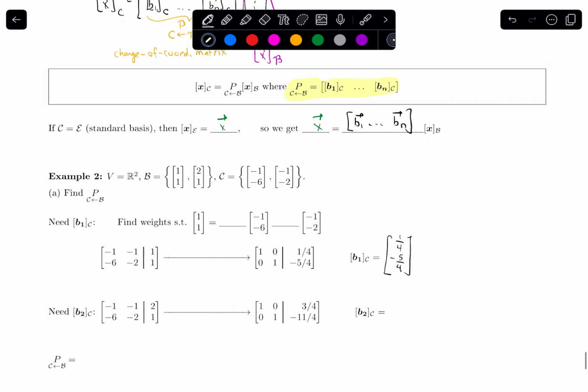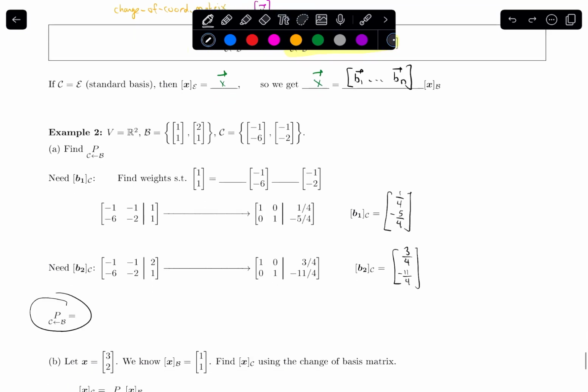Okay, and if I do the same thing for B2, if I try to write B2 as a linear combination of these basis vectors in C, I would set up an augmented matrix. I've gone ahead and row reduced that one as well. Based on this, I can see that the first entry is going to be 3/4. The second entry is going to be -11/4. Okay, so I know the columns now of this change of coordinates matrix.